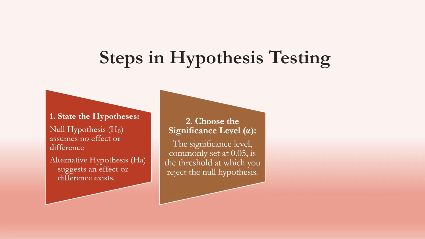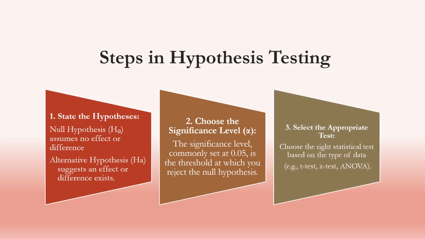The next step is to select the significance level alpha, which represents the probability threshold at which we reject the null hypothesis. The significance level is commonly set as 0.05, meaning there is a 5% chance of rejecting the null hypothesis when it is actually true.